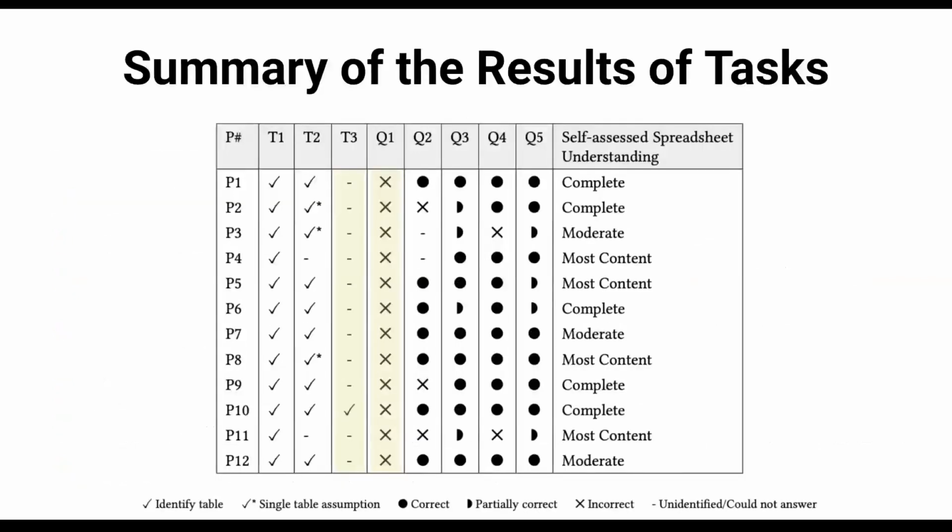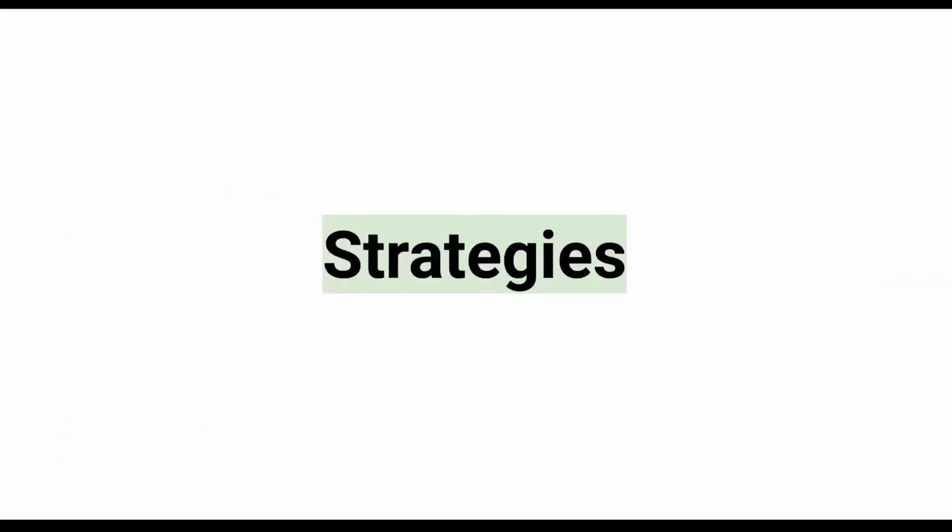Overall, our results show that participants found it difficult to understand the spreadsheet and complete the task. Only one participant found all three tables in the initial exploration, and all participants made at least one mistake when answering follow-up questions. Participants used multiple strategies when completing tasks. I will mention the most common ones.